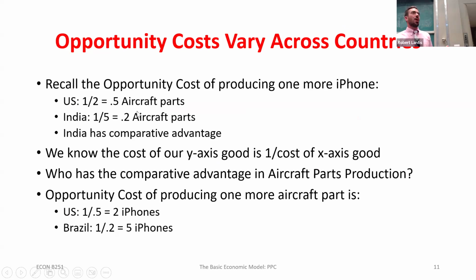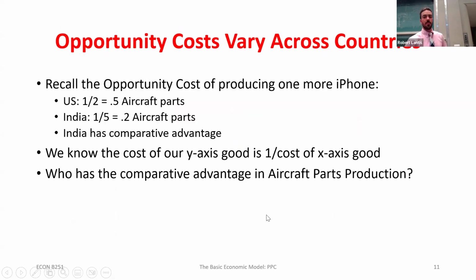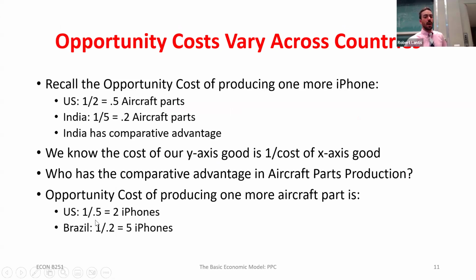Once we find the cost of a good, how do I find the cost of the other good? Well, now it's just 1 over the slope. So when I had it set up so that I found the cost of an iPhone, if I want the cost of an aircraft part, it's going to be 1 over the slope for both of these. So the US, it would be 1 over 0.5, or 2 iPhones was the cost of one more aircraft part.